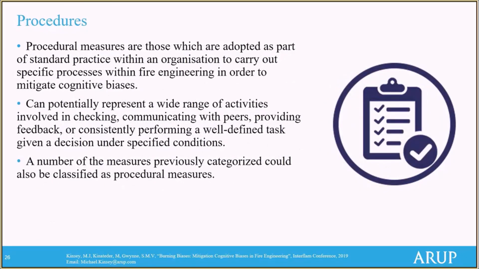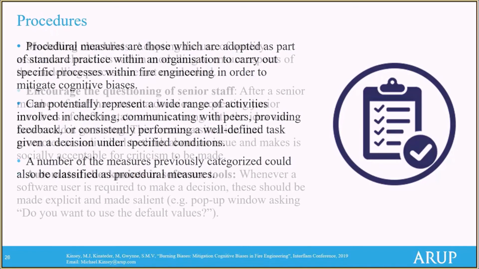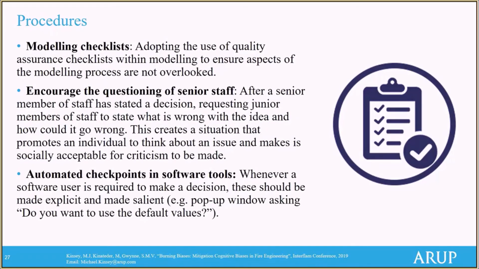If we look at procedures, procedures represent measures which are adopted as part of standard practice within an organization to carry out specific processes within engineering in order to mitigate cognitive biases. A lot of the previous examples that we've used could be considered procedural measures as well. Procedures are kind of a catch-all for the other ideas of potential ways to mitigate cognitive biases. The first one we've got is modeling checklists: adopting the use of quality assurance checklists within modeling to ensure aspects of the modeling process are not overlooked.